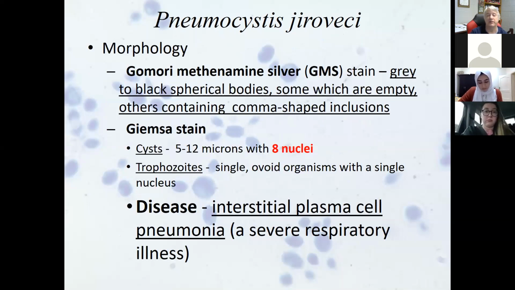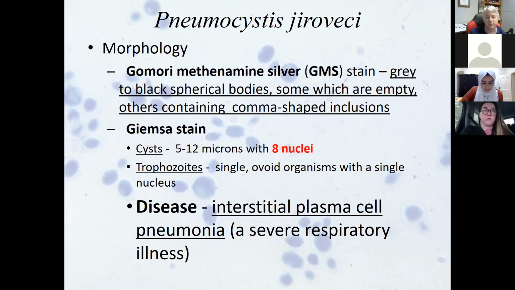Gomori methenamine silver stain, GMS, shows gray to black spherical bodies, some of which are empty, others containing commonly shaped inclusions. With Giemsa stain, it is 5 to 12 microns in size, with 8 nuclei in the cyst.